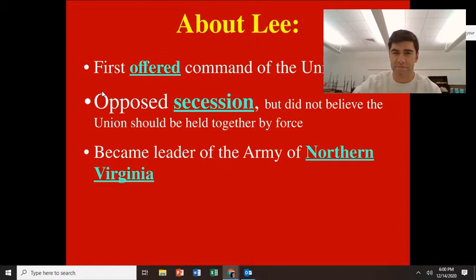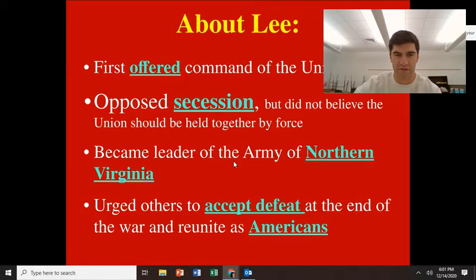But he is not going to want to join the Union and fight against his home state of Virginia. Okay, he said he couldn't fight against his home state of Virginia, and he's going to become the leader of the Army of Northern Virginia. So he turns down Abraham Lincoln's offer to be the leading general of the Union forces during the Civil War.